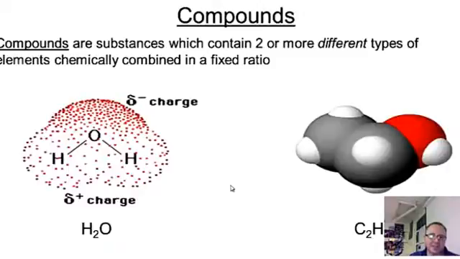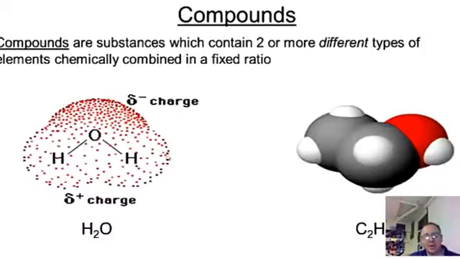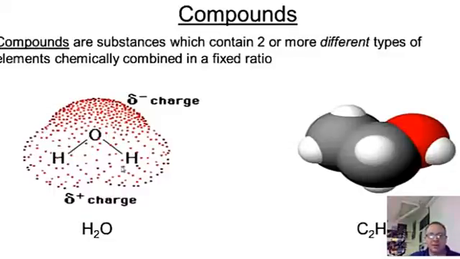All right, so first main idea, compounds. These are substances which contain two or more different types of elements that are chemically combined in a fixed ratio. As an example over here, on the left-hand side, we have a water molecule. This is a structural formula for a water molecule. You can see that water is H2O, that's its chemical formula, and its atoms are arranged this way.